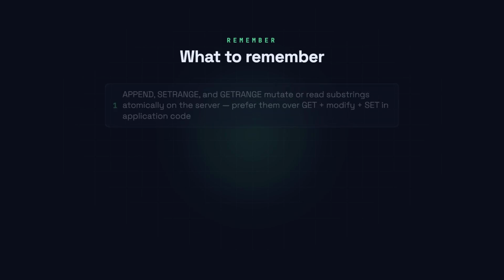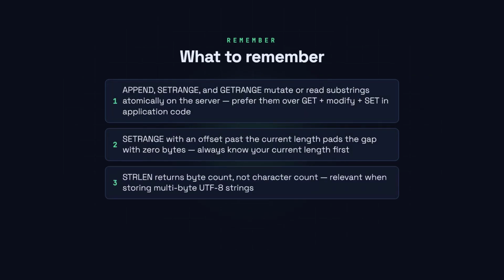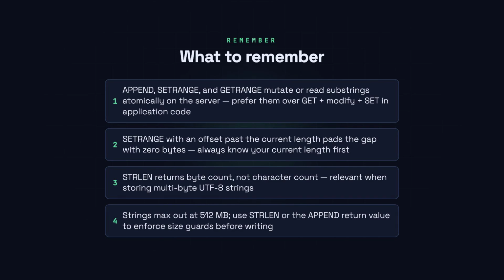The core rule: keep mutations on the server. APPEND and SETRANGE are atomic. A get-modify-set loop in your app is not. Know your byte offsets and watch the 512 megabyte ceiling.